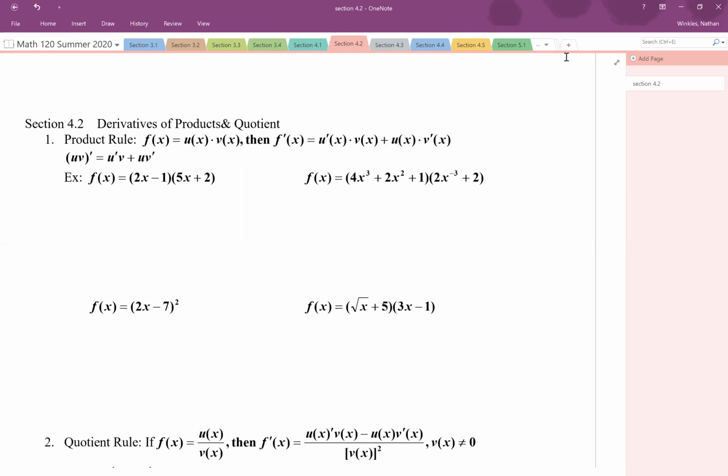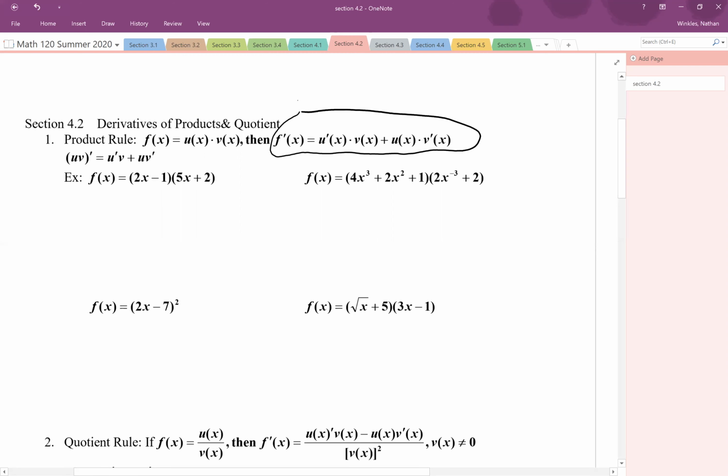Given any function f of x equals u of x times v of x, the product rule gives us the derivative of the first one times the original of the second one plus the original of the first one times the derivative of the second one. If we think about this in specific, if f of x equals u of x times v of x, this is u prime of x times v of x plus u of x times v prime of x.